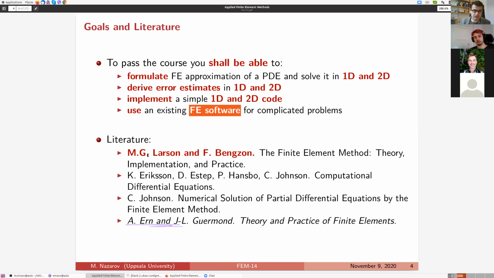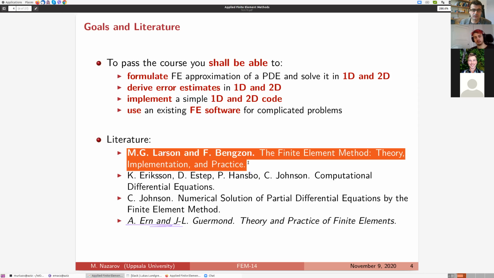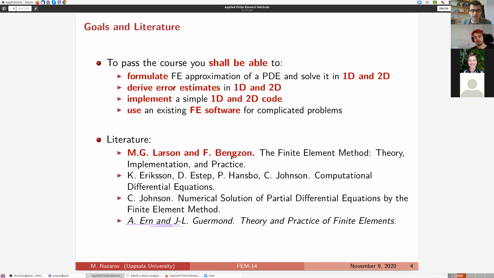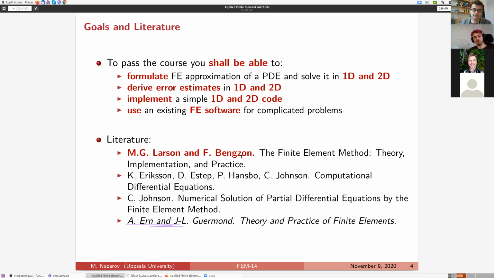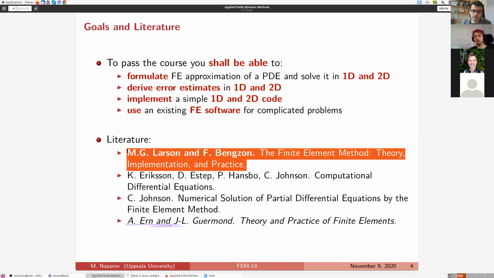So the course literature, the main one, which we follow chapter by chapter, is by Mats Larson and Bengzon. I will put a link to this book. If you are downloading from a University IP, it is free. You can download it for free. But if you are not at the university, just let me know. I will probably just upload the PDF.